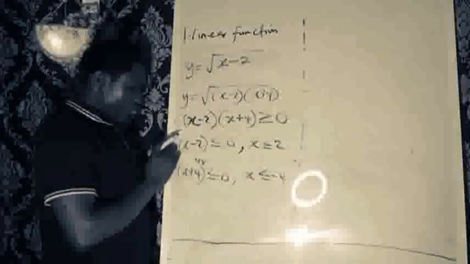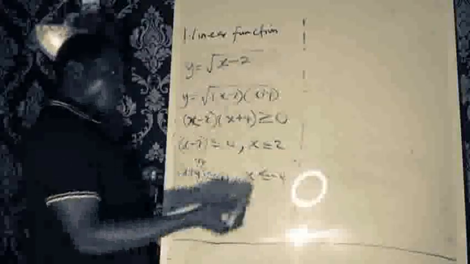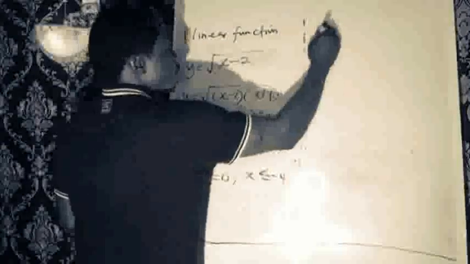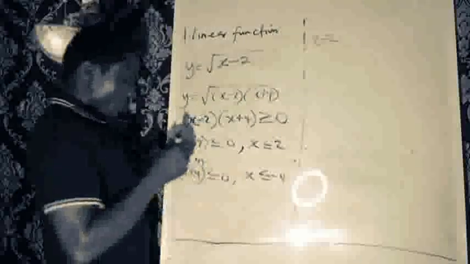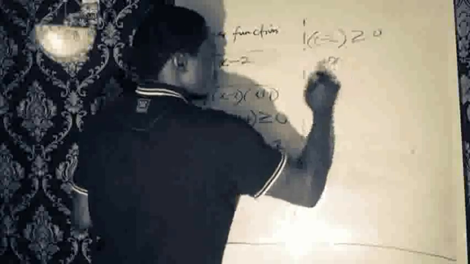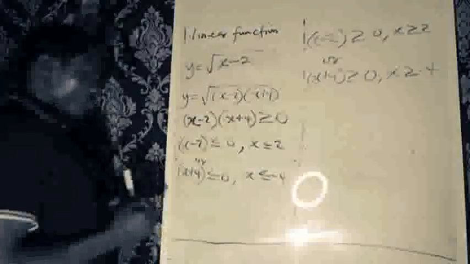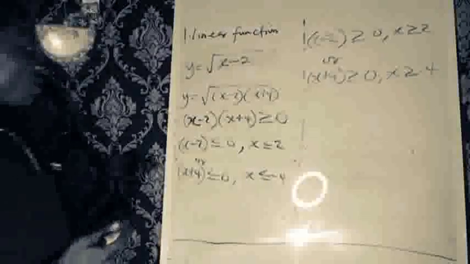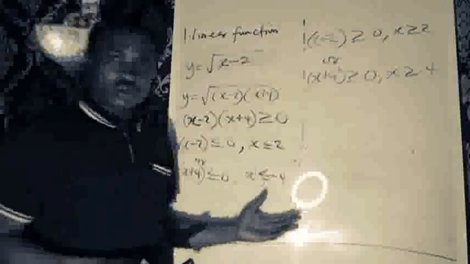is, if this and this were not negative, then that means they were all positive, because positive times positive gives us positive. So we have the second assumption, x minus 2 greater than or equal to 0, or x plus 4 greater than or equal to 0. So we have x greater than or equal to 2, and x greater than or equal to minus 4. So you see that any of these conditions is possible.